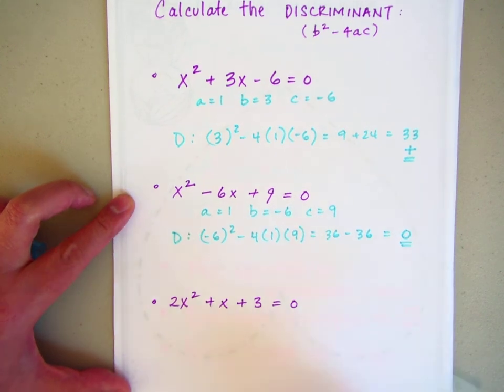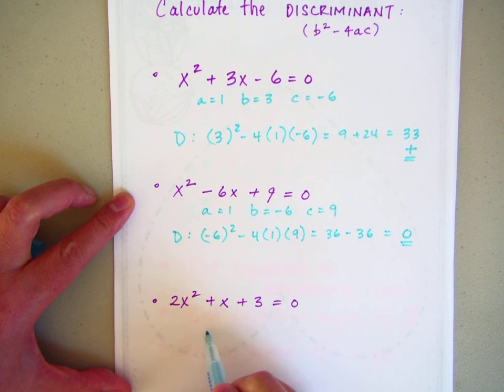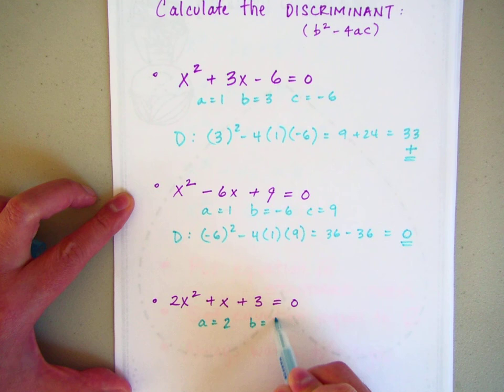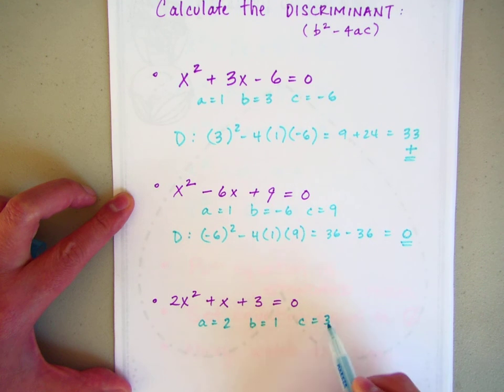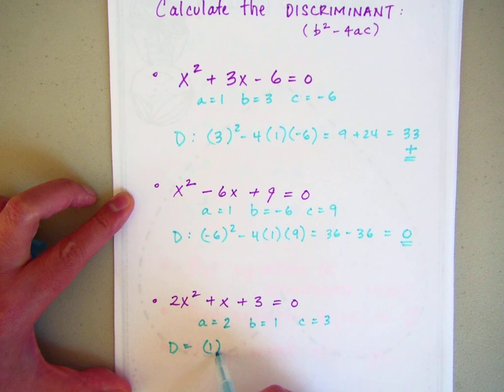And if you are ahead of the game, you can figure out what this one probably might do. Make sure I've got standard form equal to 0. Here we go. A is 2, B is 1, C is 3. Calculating my discriminant, I get b squared minus 4ac.